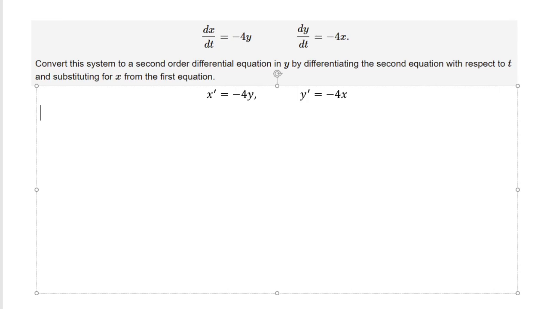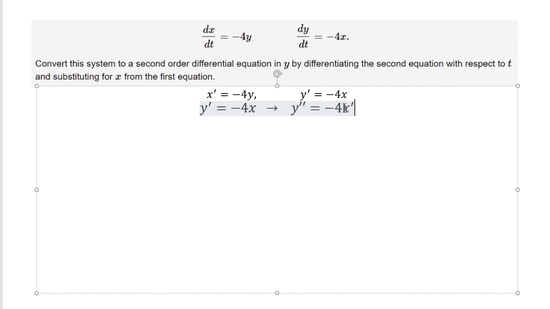And then it says you differentiate the second one. So if I differentiate this, we get y double prime equals negative 4x prime. Let's see, y double prime. And then it says substitute x prime from the first equation.